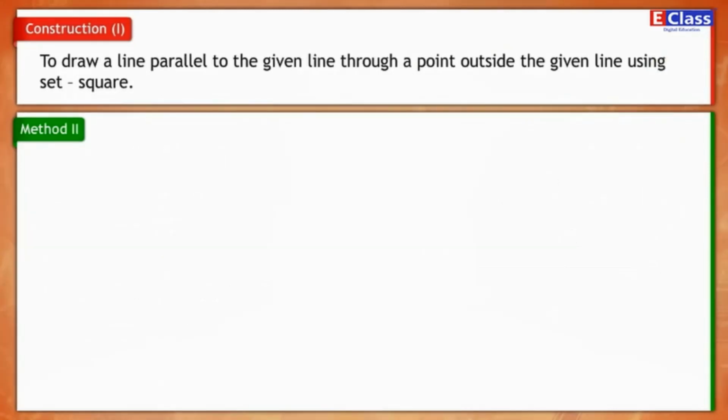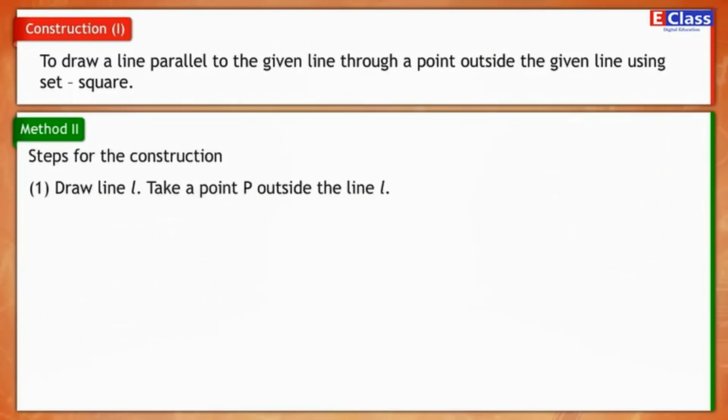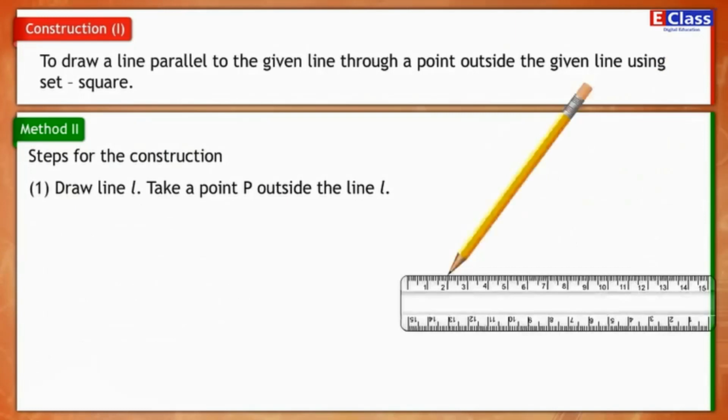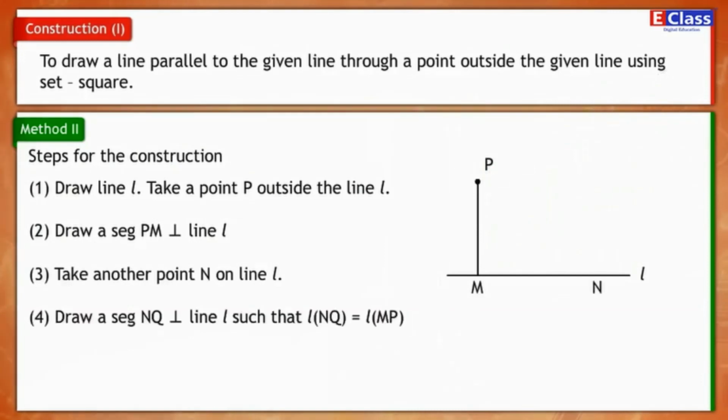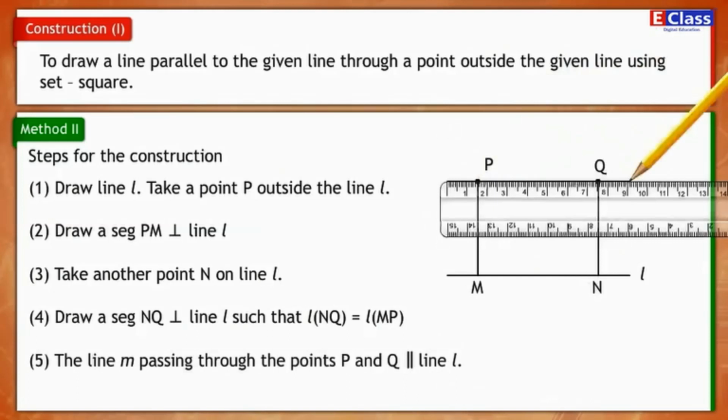Method 2. Now let us see the second method to draw a line parallel to the given line. Steps for the construction. 1. Draw line L. Take a point P outside the line L. 2. Draw segment PM perpendicular to the line L. 3. Take another point N on line L. 4. Draw a segment NQ perpendicular to the line L such that the length of NQ is equal to the length of MP. 5. The line M passing through the points P and Q is parallel to the line L.